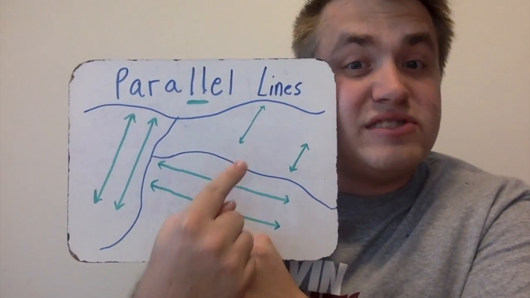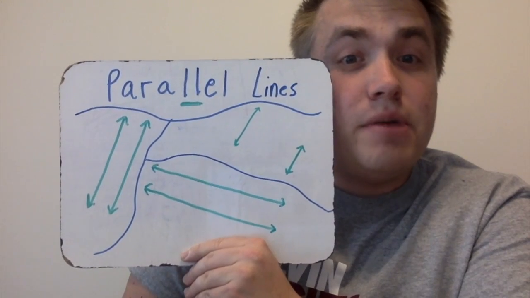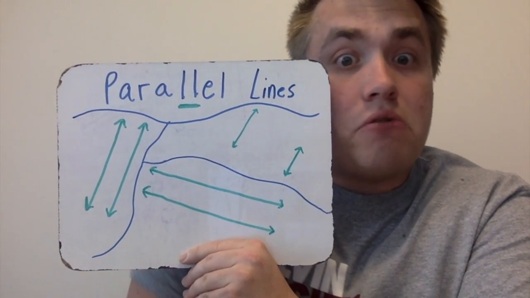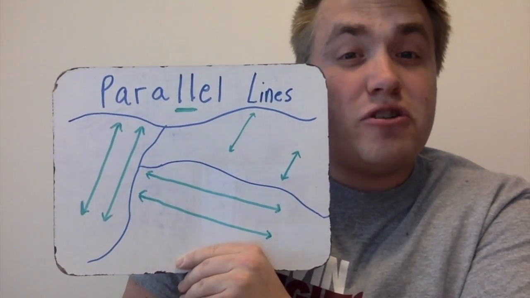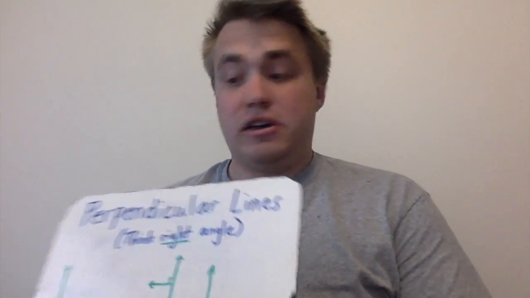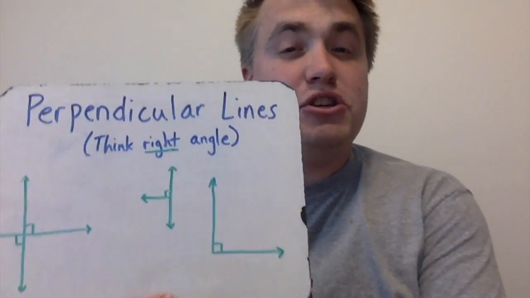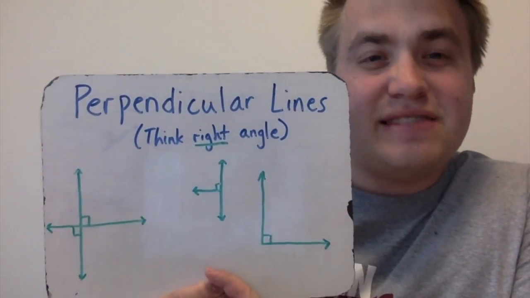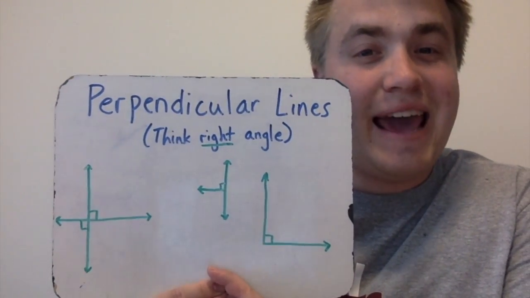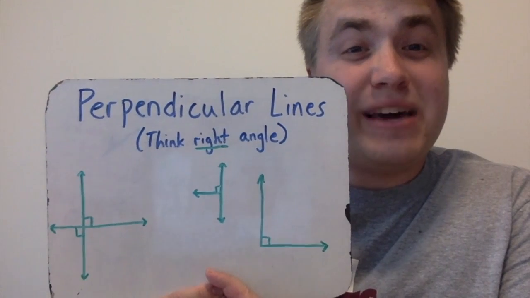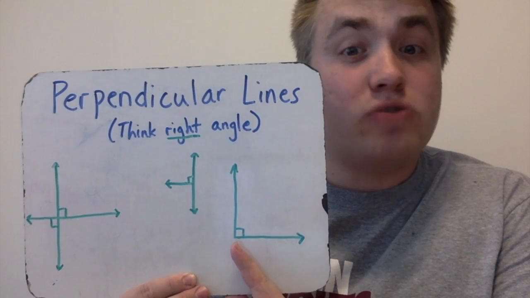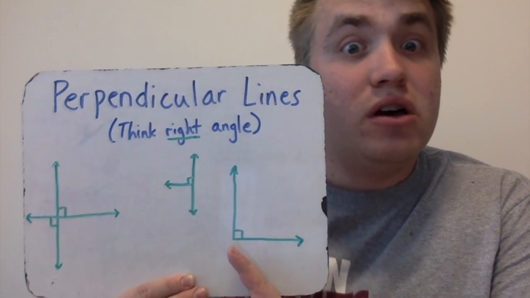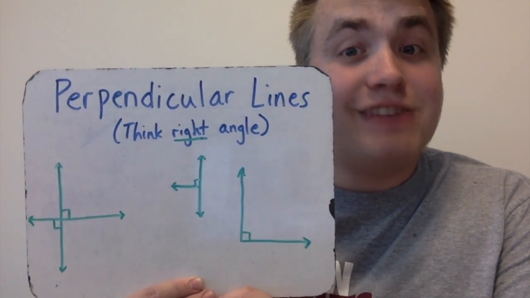Similarly, with these two other sets of lines here, they are parallel because they are never, ever, ever going to cross paths with each other. So that's parallel lines. Now, if we look at perpendicular lines, when you think of perpendicular lines, I want you to think of right angles. Remember, our right angles are where we can take a sticky note and fit it right in the corner, and the corner is going to line up perfectly with the two rays that make up our right angle.